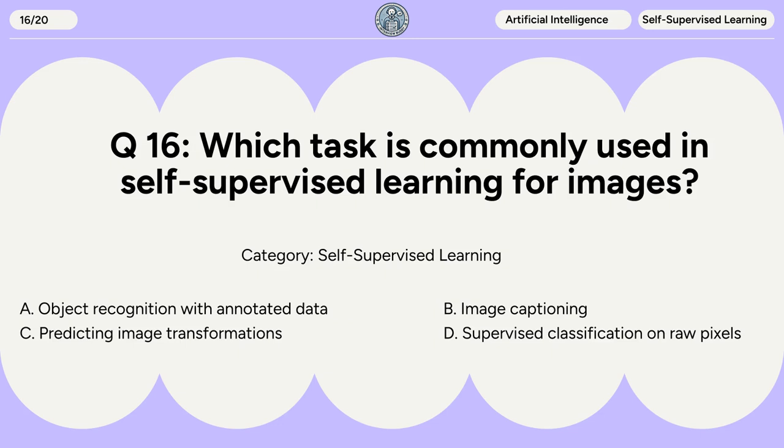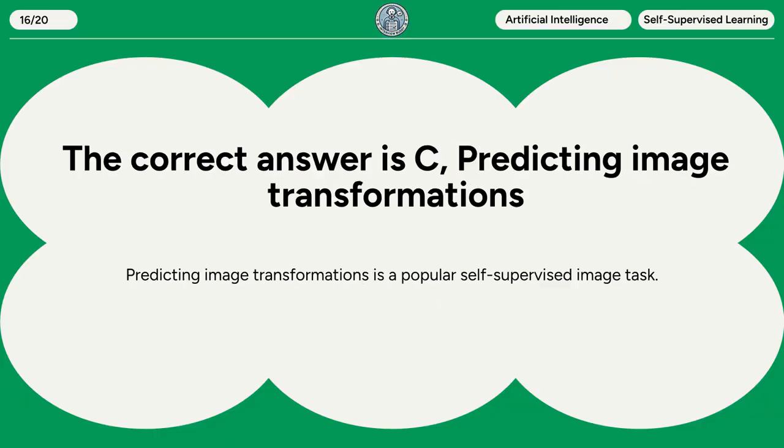Question 16. Which task is commonly used in self-supervised learning for images? A. Object recognition with annotated data. B. Image captioning. C. Predicting image transformations. D. Supervised classification on raw pixels. The correct answer is C. Predicting image transformations. Predicting image transformations is a popular self-supervised image task.